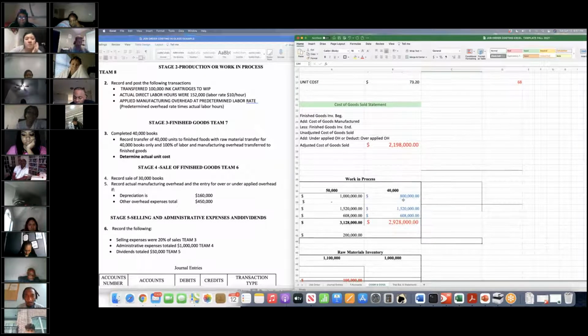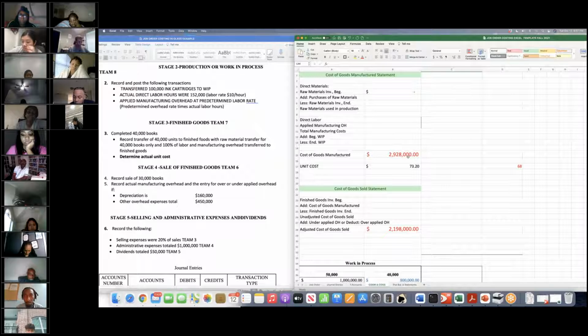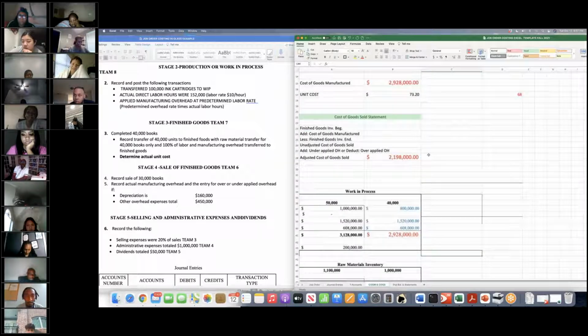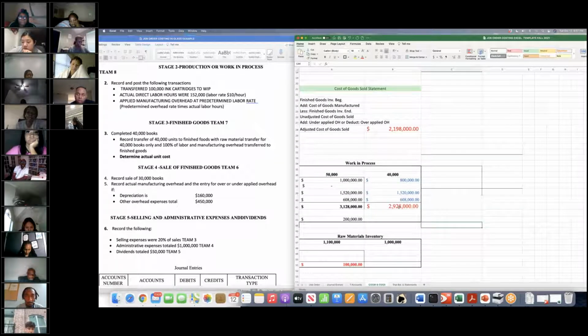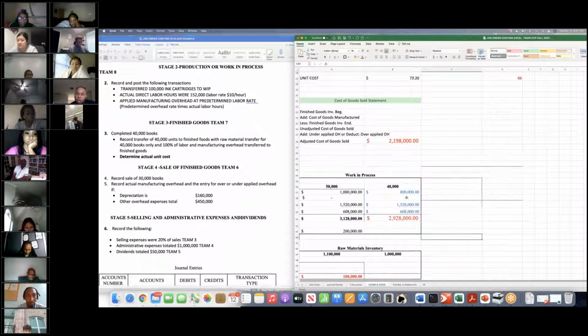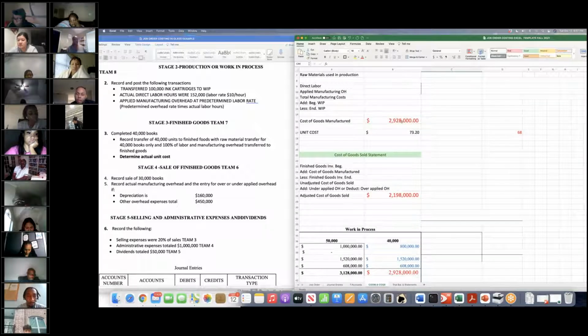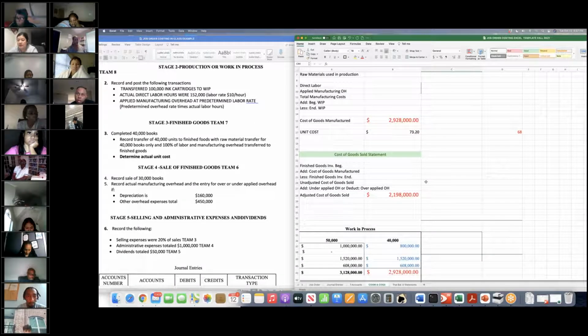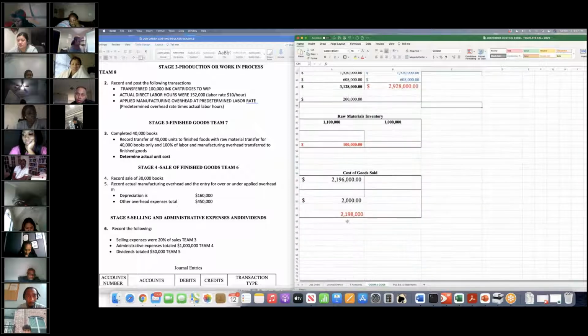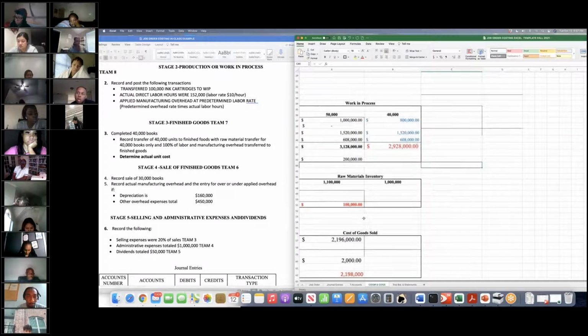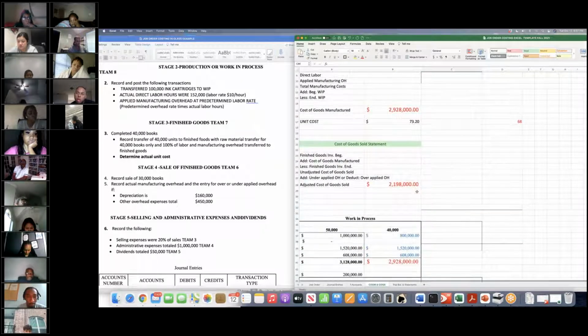The answer to cost of goods manufactured is always what we transfer to finished goods. That's the answer to what cost of goods manufactured is going to be. For cost of goods sold, the answer is what's in the T account for the adjusted amount in the T account for cost of goods sold.